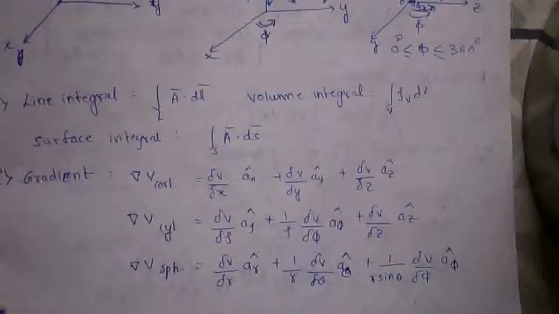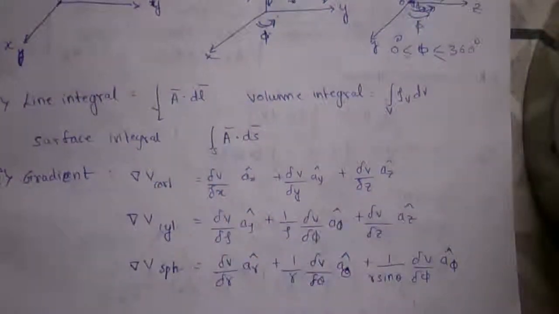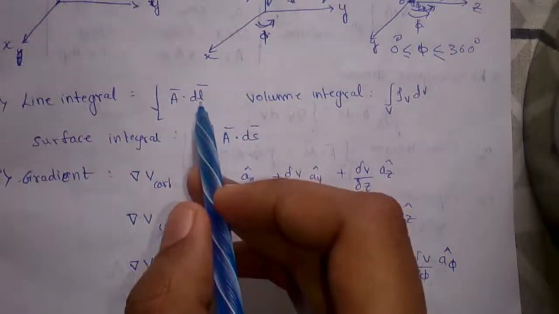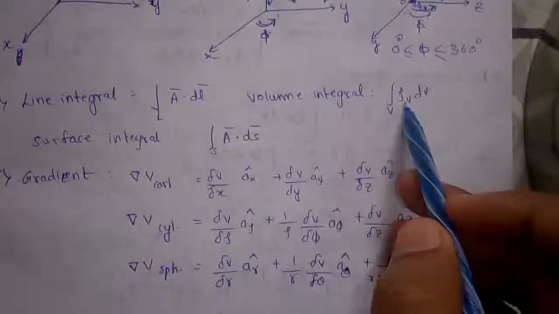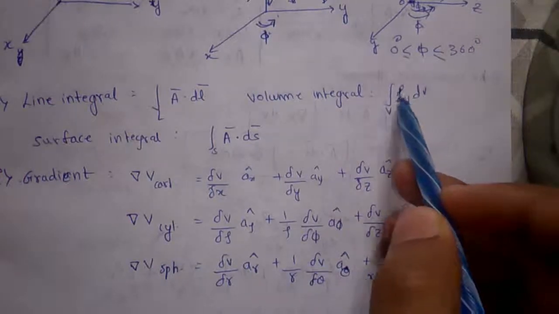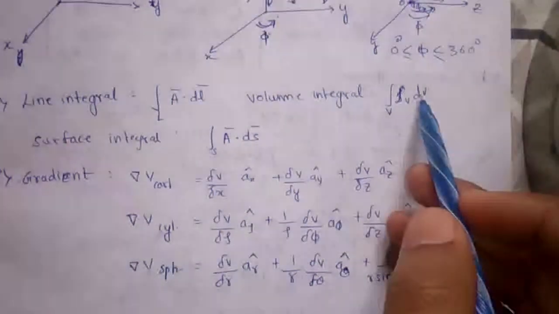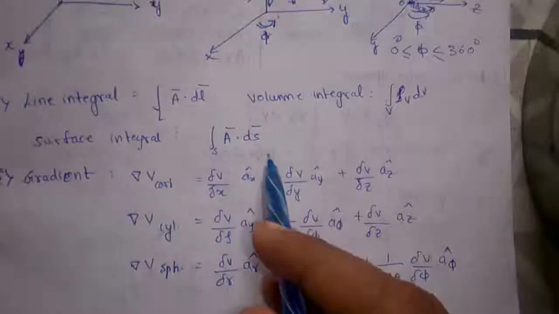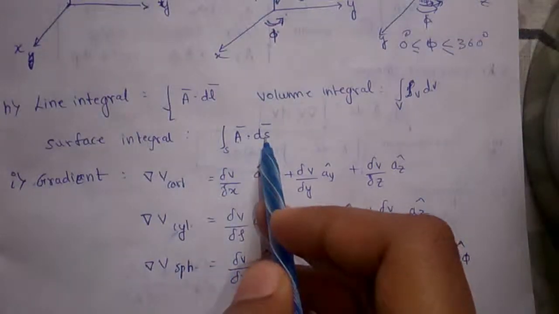Now, line integral, volume integral and surface integral. Line integral is the dot product of a vector with a line or a small length dl. Volume integral is this: the volume density of something, and if I multiply it by a unit volume dV, I'll be getting the volume. And if I take a dot product of a vector A bar with a small area ds, right?